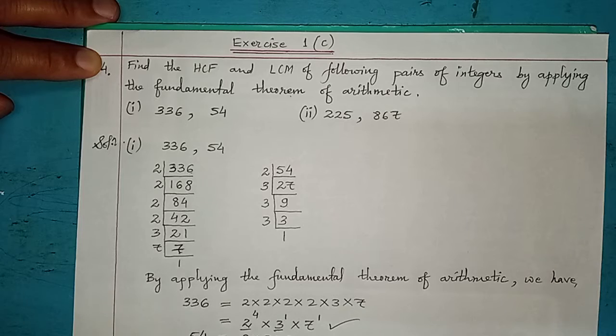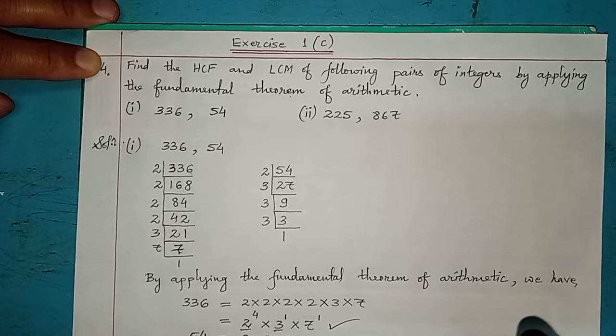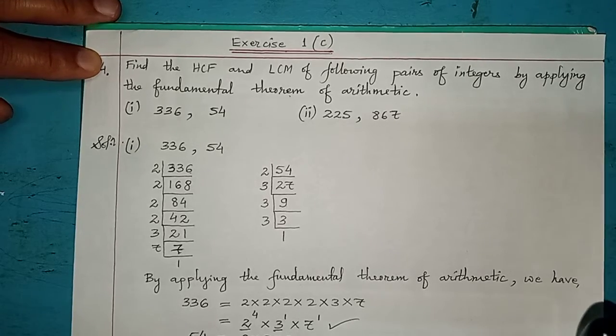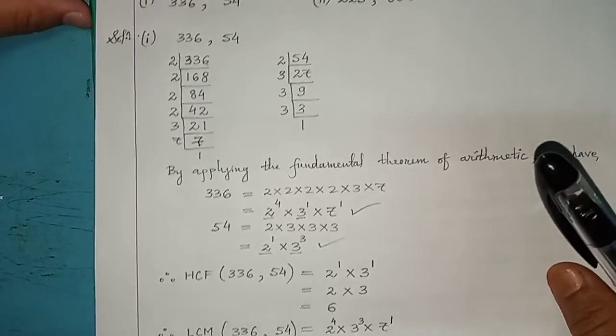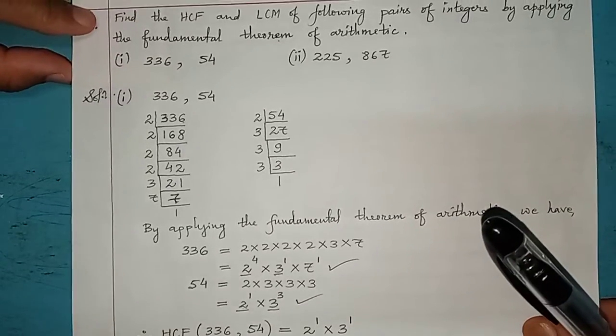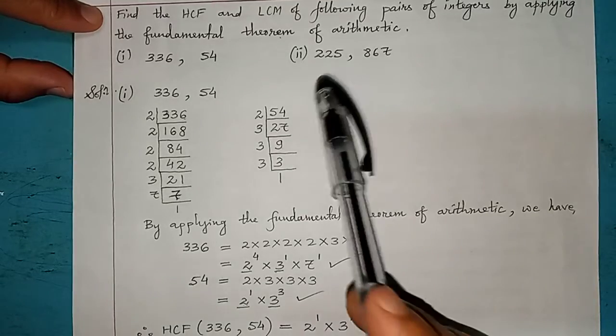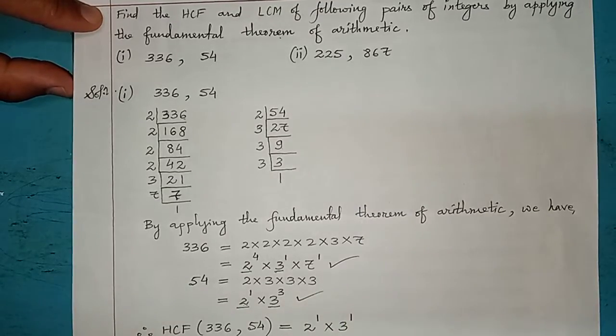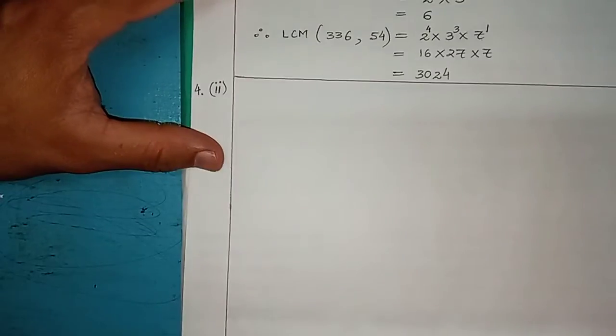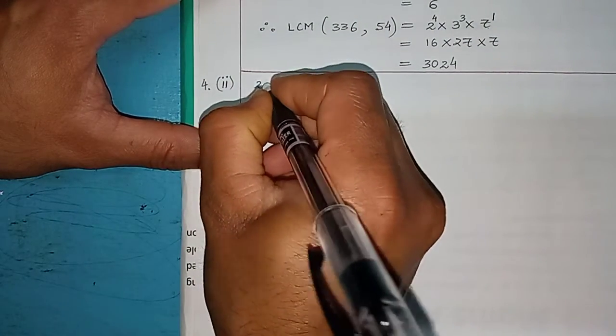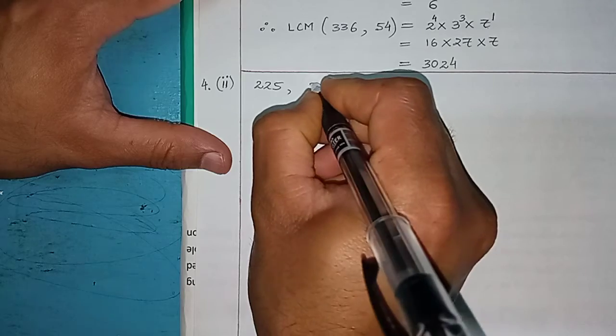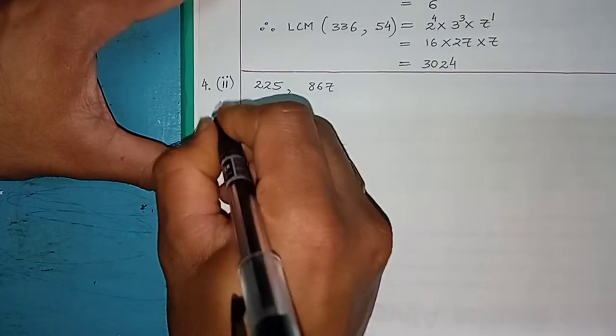So today in this video I'll show you how to solve 4.2. I've asked you to try by yourself, but in case you have not understood properly, you can see this video and learn how to do it. Okay, so this is 4 number 2. The given positive integers are 225 and 867. So let's do number 2.